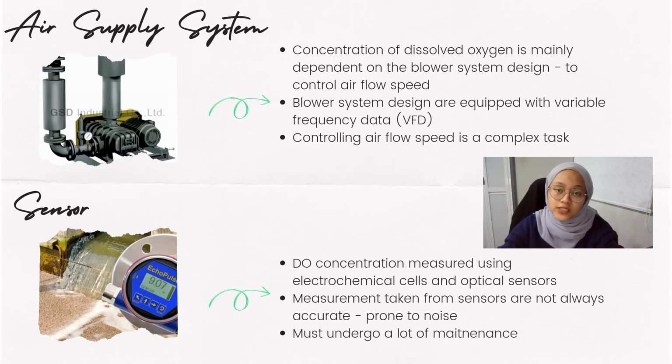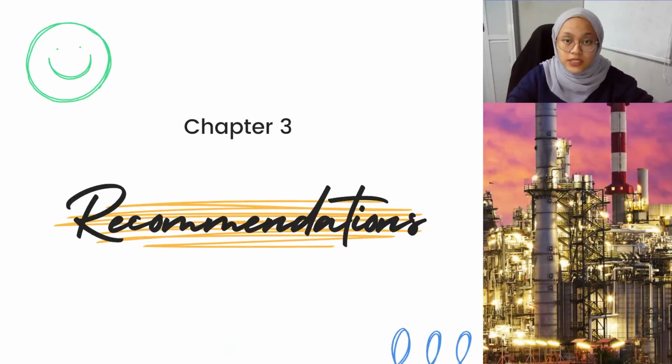Another challenge of process control in the activated sludge system is the sensor. Sensors generally are not always accurate as they may be prone to noise, thus limiting the performance of a controller. Sensors in the activated sludge system are also exposed to physical disturbances, in which maintenance must be regularly done to remove the film that is covering the sensor, which can also affect the measurement taken and reduce the efficiency of a controller. Several recommendations can be made to improve the traditional PID controller.